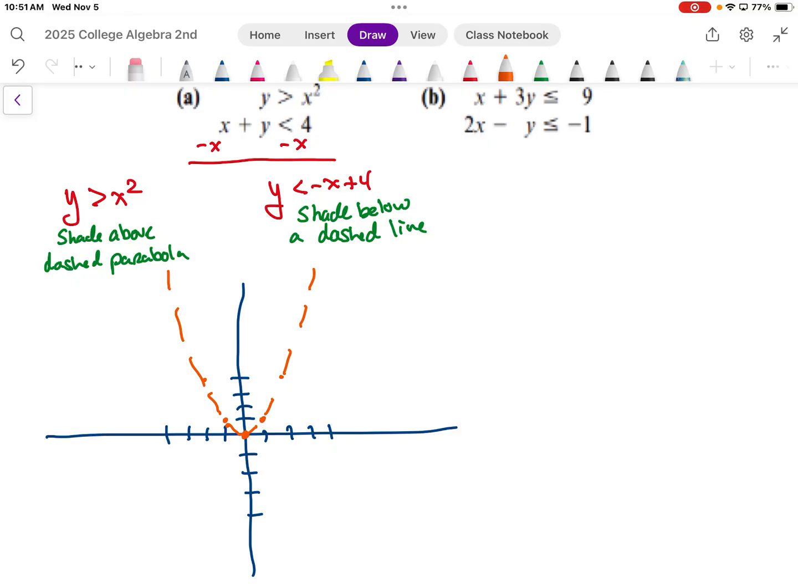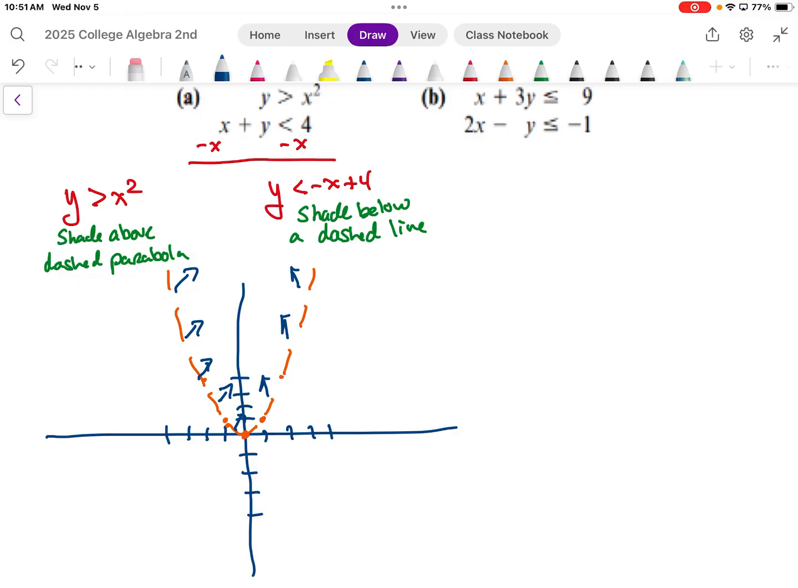I need to shade above it. So that means the inside in this case. So shading above would mean that I'm doing everything inside. So I'm going to indicate arrows all the way around just because I don't know where these two things are going to cross, is what I don't know.